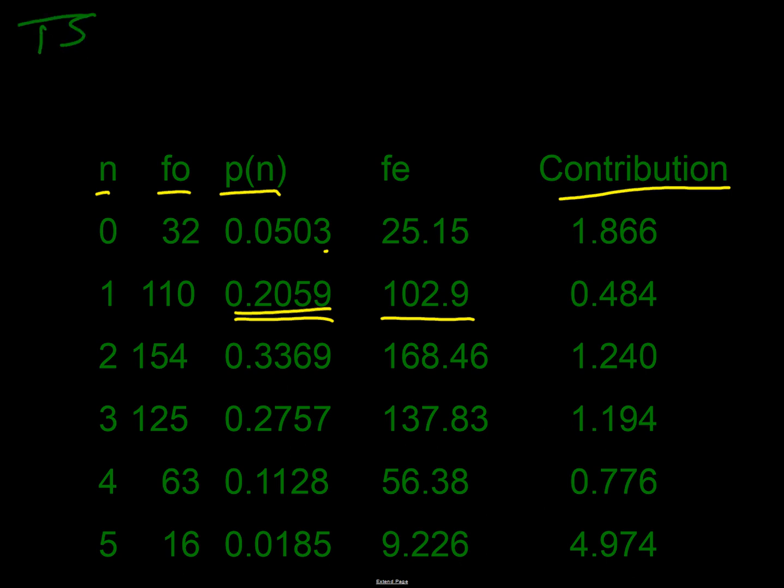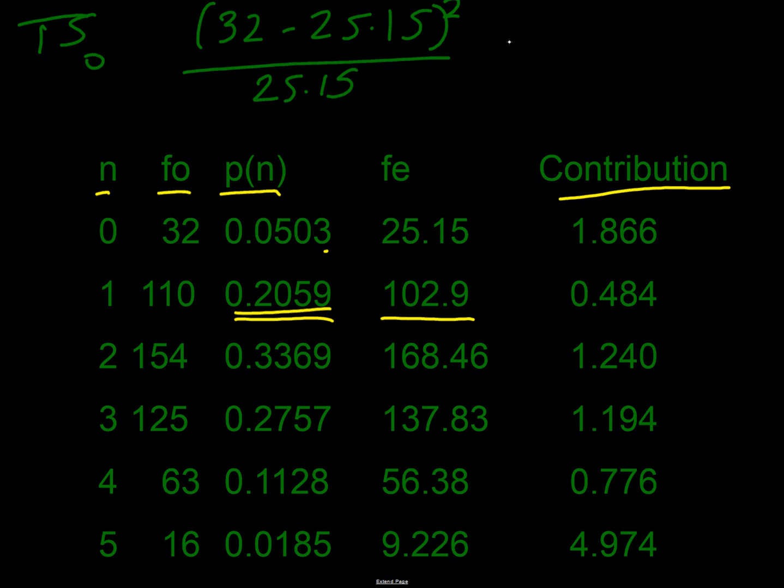So I'm going to do my test statistic contribution for my first group, which is my observed frequency, 32, minus 25.15, squared, over 25.15, and that will equal 1.8. If I put that in my calculator, I get 1.866. So I go down and complete a table like that for the examiner so they can see what I'm doing.